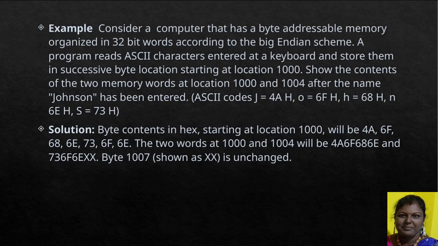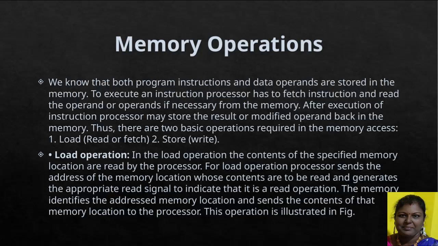We know that both program instructions and data live in memory. To run a program, the processor first fetches the instruction, then reads any data it needs, the operands, from memory. After it finishes the work, it might write results back to memory. So memory access boils down to 2 key operations: load and store. Loading means reading data from memory, while storing means writing data back. The processor tells memory what to do by sending an address and a read or write signal, making sure the right data moves in the right direction.